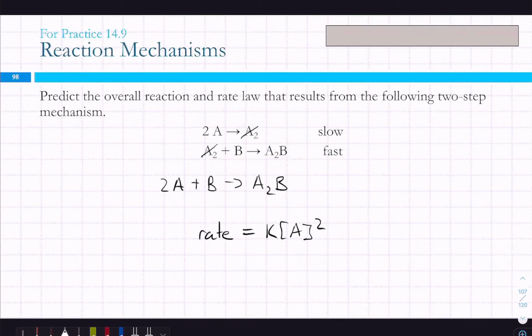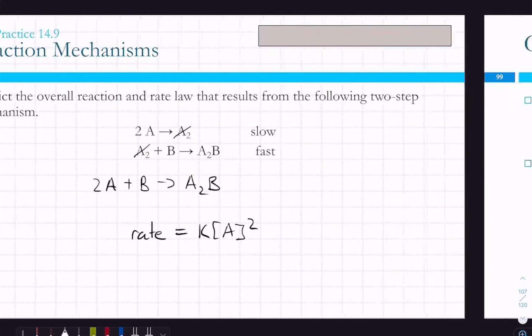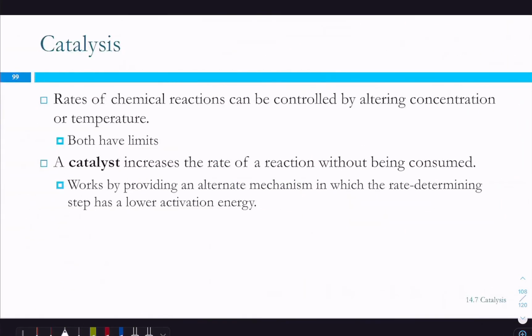Any questions about reaction mechanisms? All right. So the last thing we're going to talk about, and it's not going to involve any math, is catalysis. So when you catalyze a reaction, what's happening?